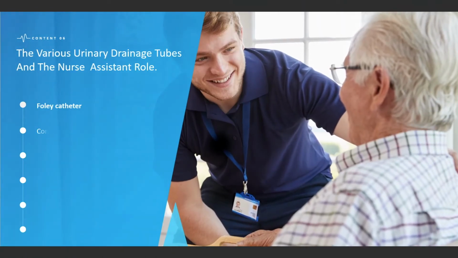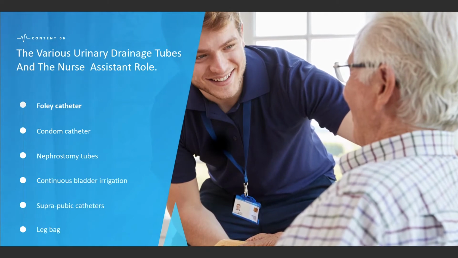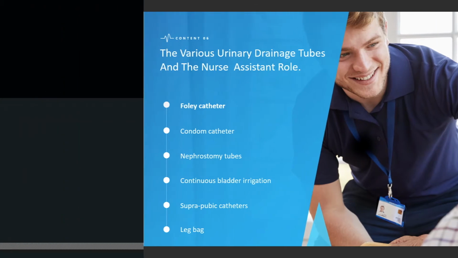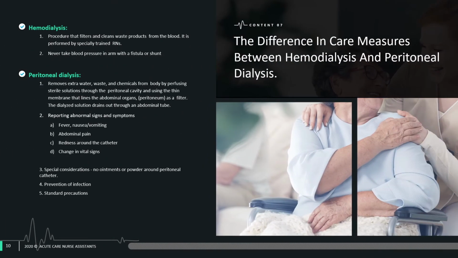Content 6, the various urinary drainage tubes and the nurse assistant role. Foley catheter, condom catheter, nephrostomy tubes, continuous bladder irrigation, suprapubic catheters, leg bag. Content 7, the difference in care measures between hemodialysis and peritoneal dialysis.